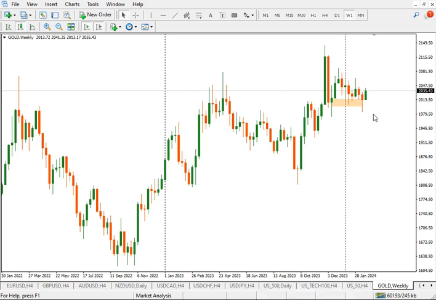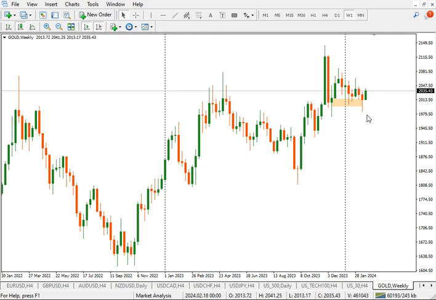So nothing, it could go up, it could go down. Nothing here suggests any high probability trade, or high probability setup. It's still trading inside the range. So for swing traders and short-term traders, avoid gold for now.